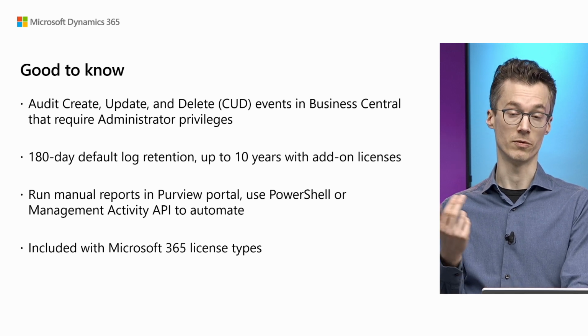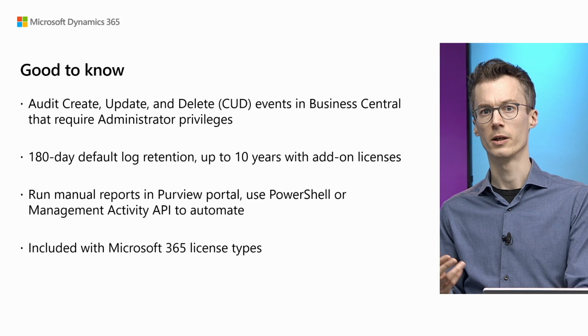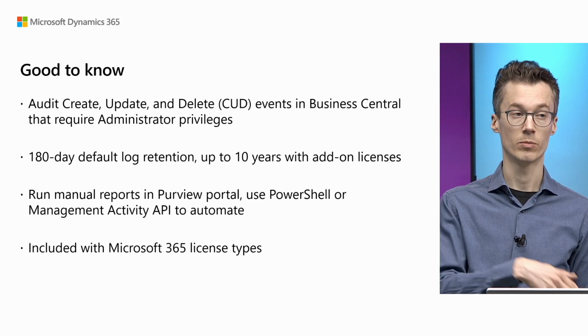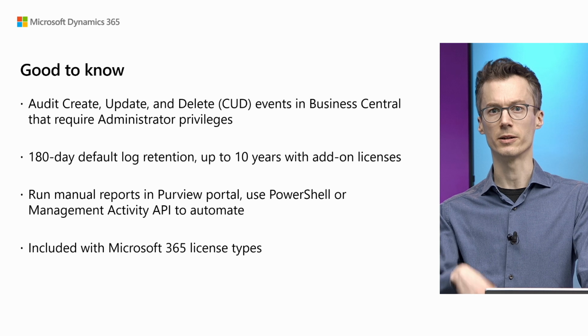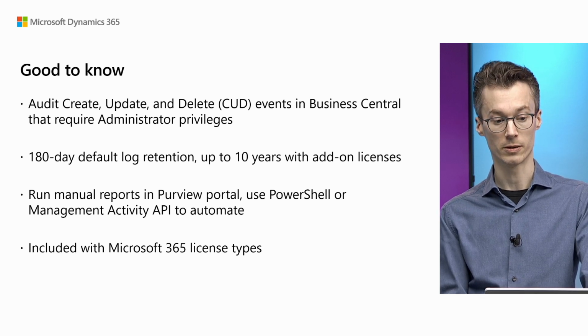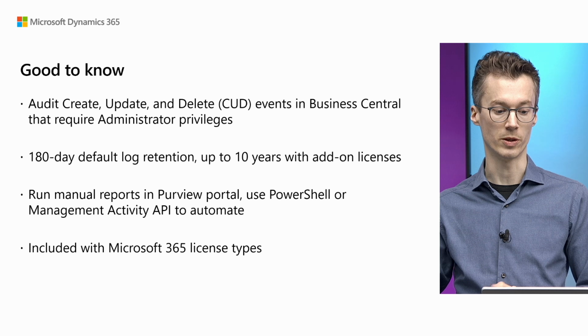For example, these are the environment administration operations that you would do from the tenant admin center, or extension configuration, installing, updating, or removing an extension in the environment, for example, user administration, and other in-product administration operations as well. By default, there's a 180 days log retention in Purview, and it can be extended up to 10 years with additional add-on licenses. And then to see the audit logs, you can either run manual reports in the Purview portal, use PowerShell, or the Management Activity API to also automate any events or processing that you may want to do.